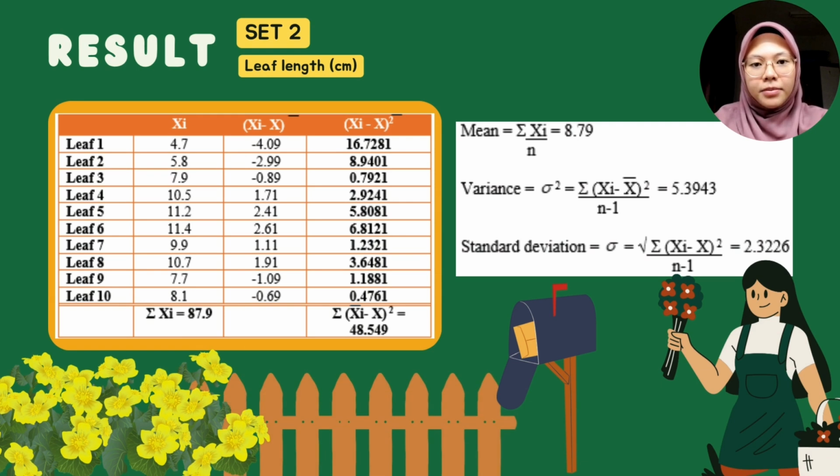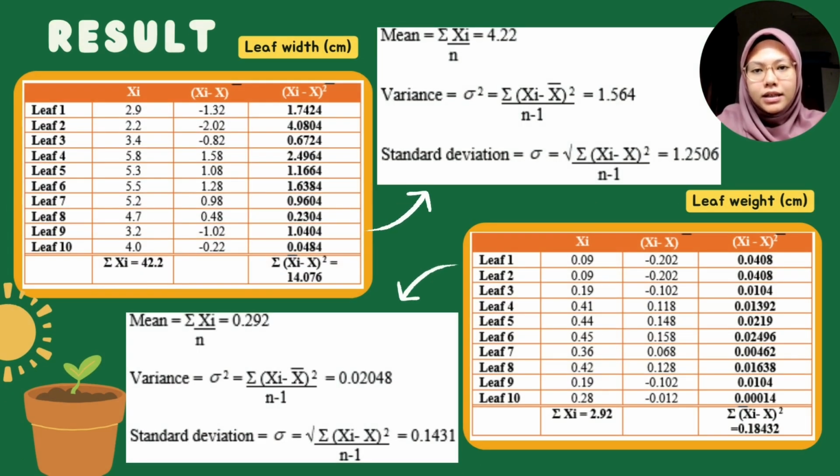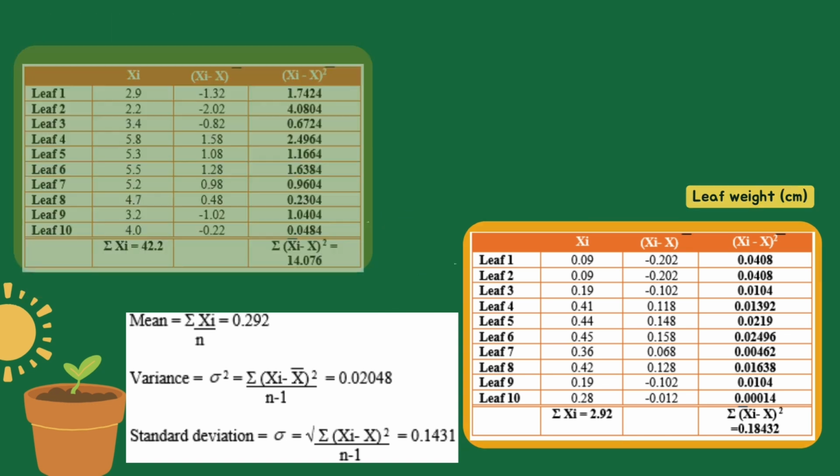On the second set, the mean for leaf length is 8.79 with variance of 5.3943 and standard deviation of 2.3226. As for the leaf width, the mean is 4.22 with variance of 1.564 and standard deviation of 1.2506. For the weight, the mean is 0.292 with variance of 0.02048 and standard deviation of 0.1431.